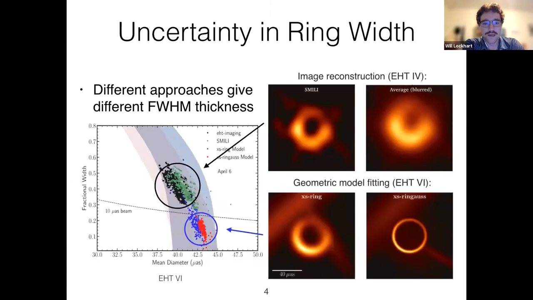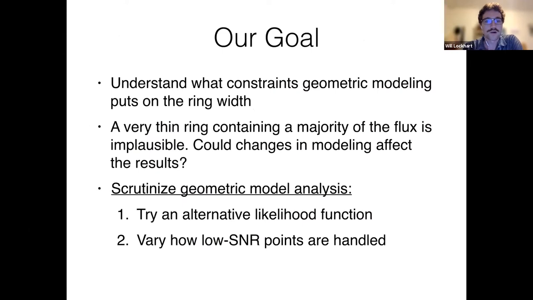And this is just another statement of this uncertainty. Okay, so what did we do? Our goal was to understand what constraints geometric modeling puts on the ring width, and in particular, whether trying alternative but equally valid ways of modeling might affect the results. We tried two things, which I'll get into in detail in a moment, but just to flash them up now.